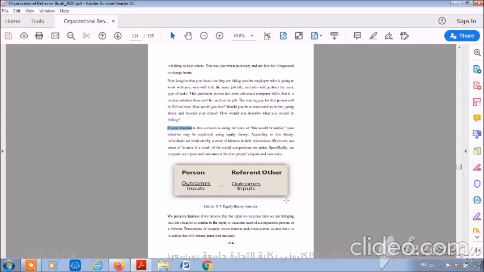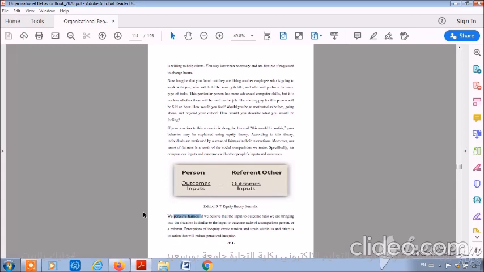According to this formula, the equity theory formula, person outcomes divided by person inputs will equal referent outcomes divided by referent inputs. We perceive fairness if we believe that the input to outcome ratio we are bringing into the situation is similar to the input to outcome ratio of a comparison person, or a referent, in this case.